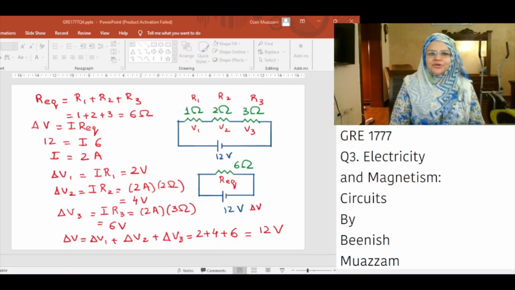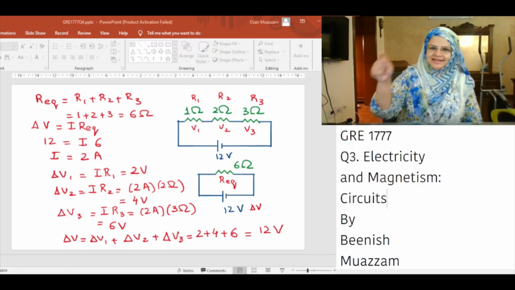Delta V2, the voltage drop across resistor R2, is equal to IR2. This is equal to 2 ampere multiplied by 2 ohm, giving us delta V2 to be 4 volt. Delta V3, the voltage drop across resistor R3, is equal to 2 ampere multiplied by 3 ohm, giving us delta V3 to be 6 volt. Delta V is equal to delta V1 plus delta V2 plus delta V3, which is 2 plus 4 plus 6, equal to 12 volt.